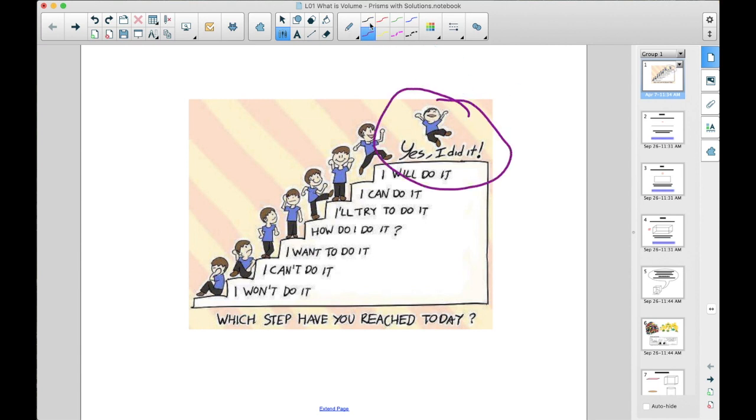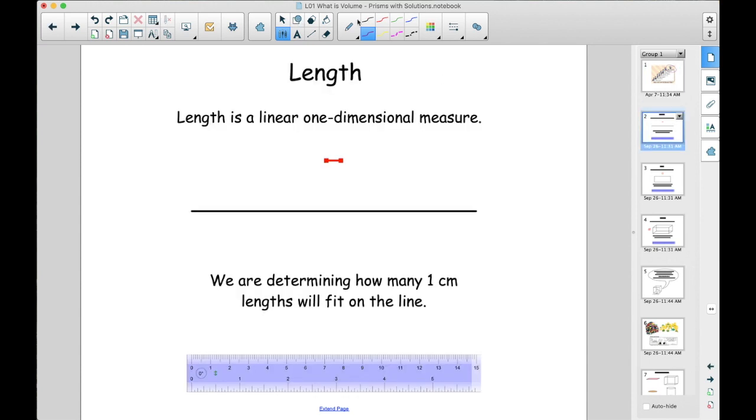All right, so what are we looking at today? We're looking at volume. What is volume? So I'm going to start by talking about something that's one-dimensional, length. What is length? It's a linear measurement. As I mentioned, it's one-dimensional. And then you're going to pick a standard measurement. This is exactly 1 centimeter, so I made that to be 1 centimeter wide. I'll just show you that there.